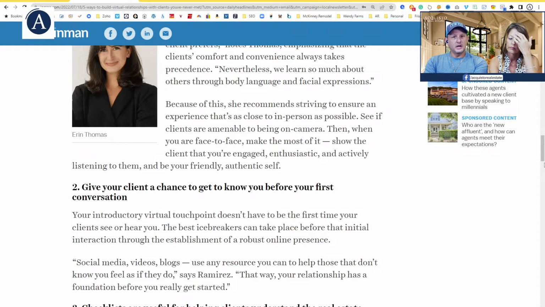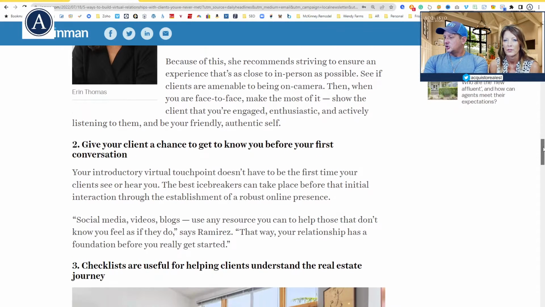Yep, and always keep your agent page up to date at acquistorealestate.com/your first name. On that page, you could absolutely send that out, but they should get to know you, see pictures of you, videos, past listings, and a bio of you, so they can know who you are beforehand.